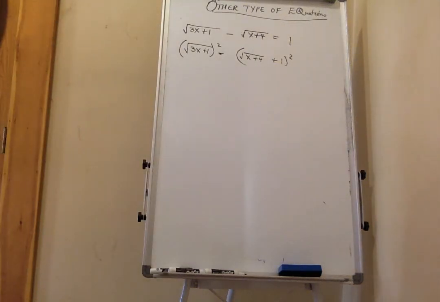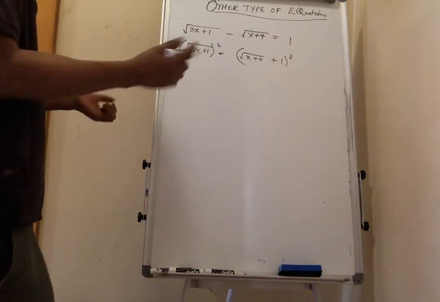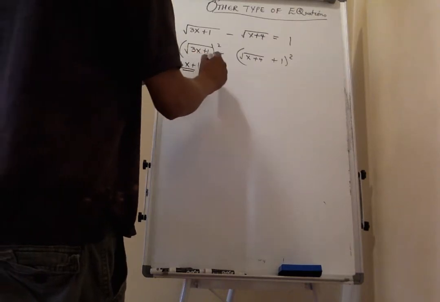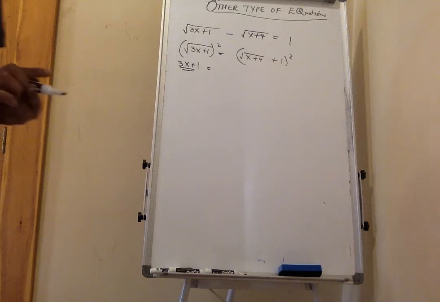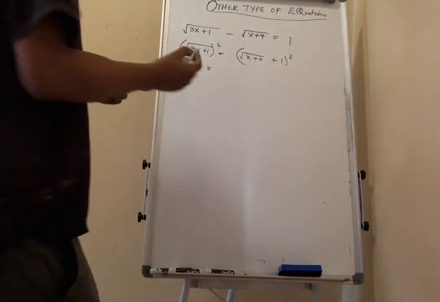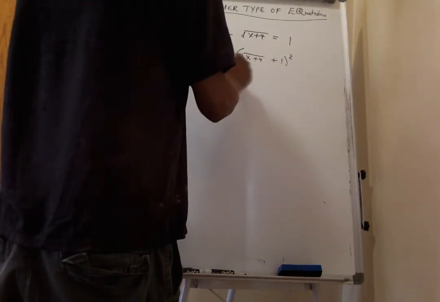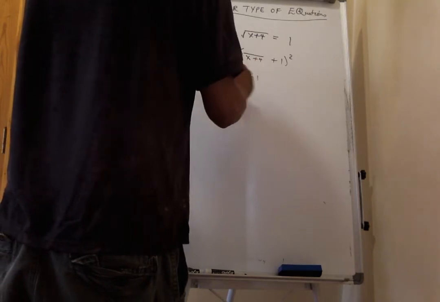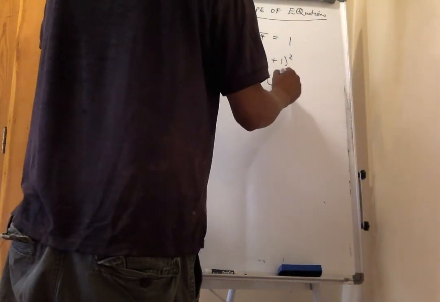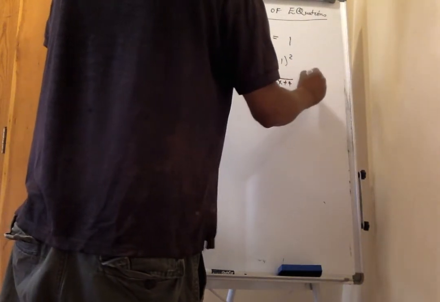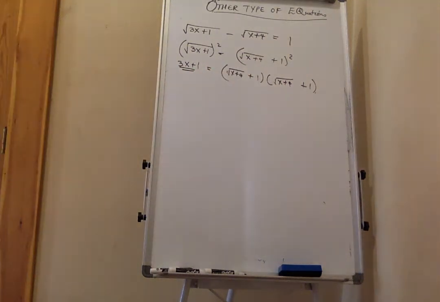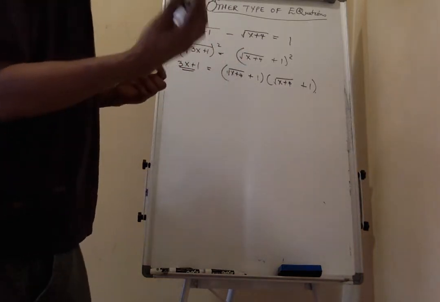Okay. This one is quite easy. It's very straightforward. You're going to do 3x plus 1 is equal to, now look at this one, I'm going to expand this. So this is the square root of x plus 4 plus 1 times the square root of x plus 4 plus 1. Mind you, these two are distinct. One is a radical, the other one is not. So go ahead and do the FOIL.